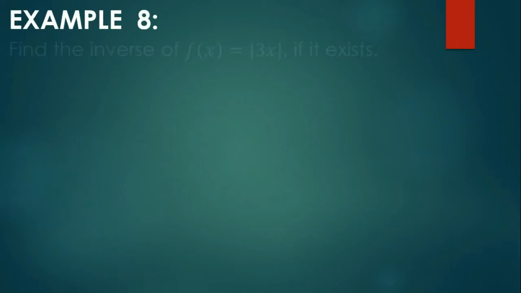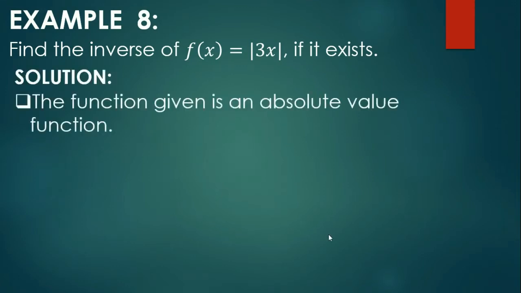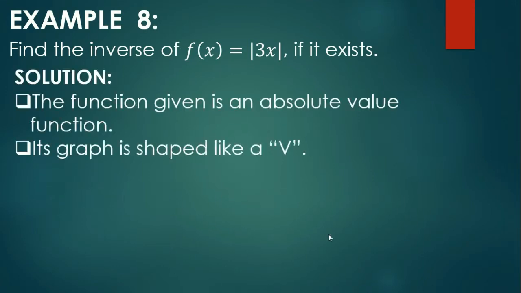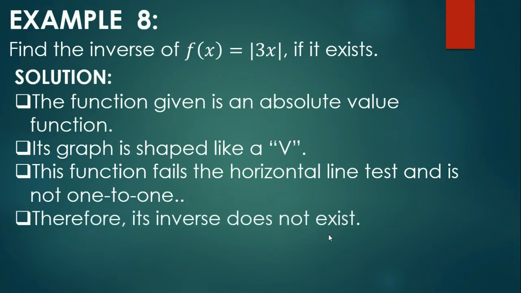And lastly, find the inverse of f of x is equal to the absolute value of 3x if it exists. The function given is an absolute value function. Its graph is shaped like a V. This function fails the horizontal line test and is not 1-to-1. Therefore, its inverse does not exist. Okay?